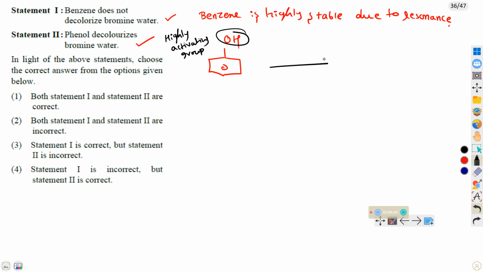Reacts with bromine water, then it gives 2,4,6-tribromophenol. Both the statements are correct.